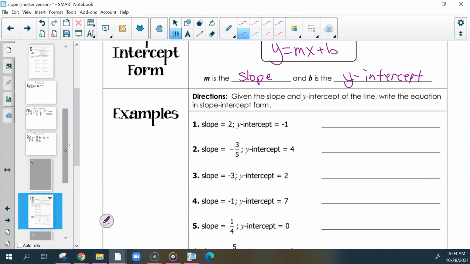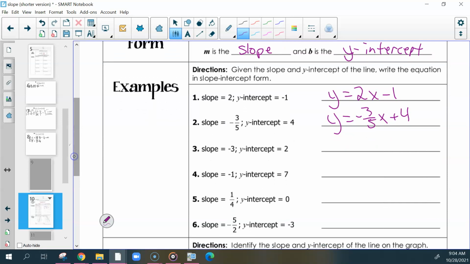So for number 1, all of these have to start off y equals. Our slope would be 2. I need to put in my x, and my y-intercept is -1. So even though it says plus b, that doesn't mean it has to be positive. It's whatever the y-intercept is. How would I write number 2? And you guys can say it out loud. Y equals -3/5 x plus 4. There we go.